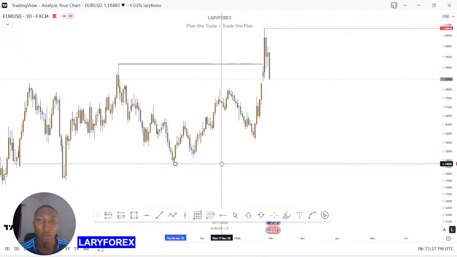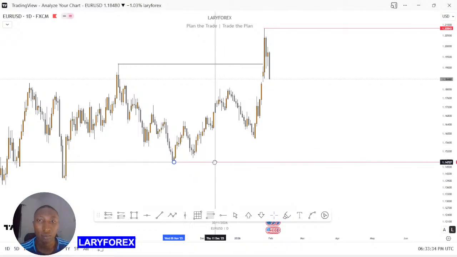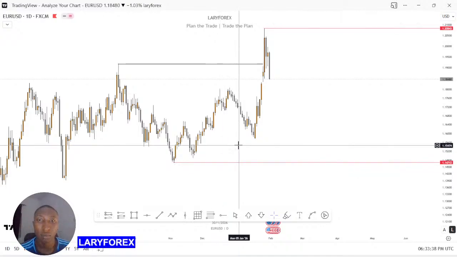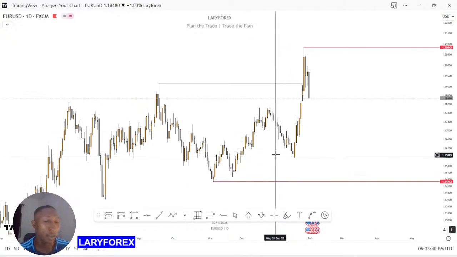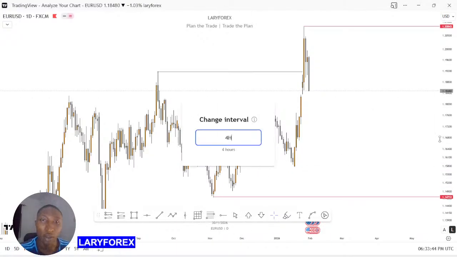So the next thing we will do now is go to our higher time frame, because we are getting our directional bias. So our directional bias is bullish. Now let's move down to our 4 hour time frame.